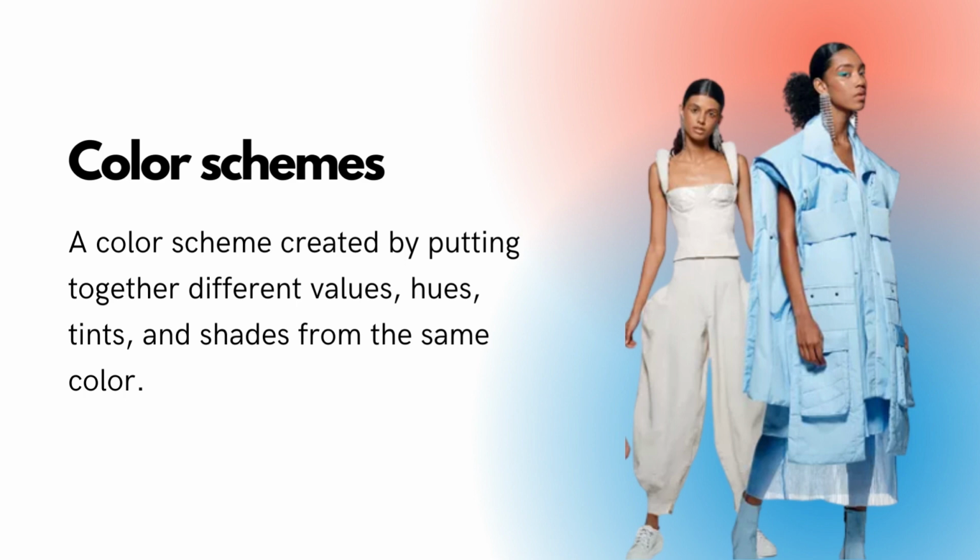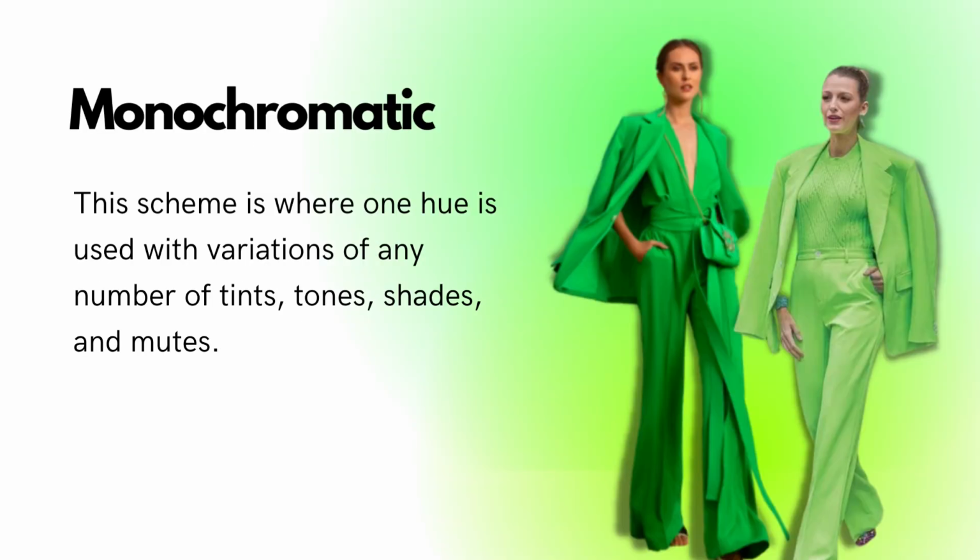Now that we know the color wheel, we are going to understand how to create color schemes using the color wheel. A color scheme is created by putting together different values, hues, tints, and shades from the same color. There are many color schemes that can be used, but now I'm going to introduce the most common to see in fashion. First of all, and the one that's most common to see in fashion, is the monochromatic, sorry.